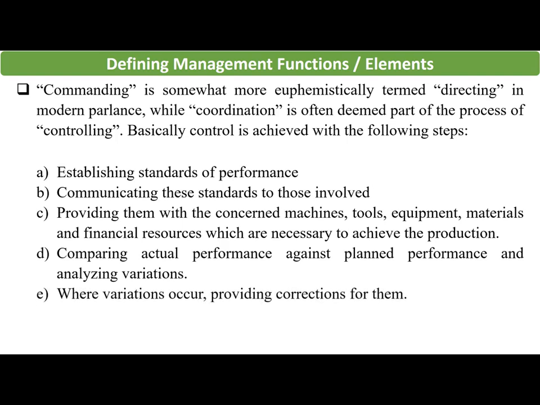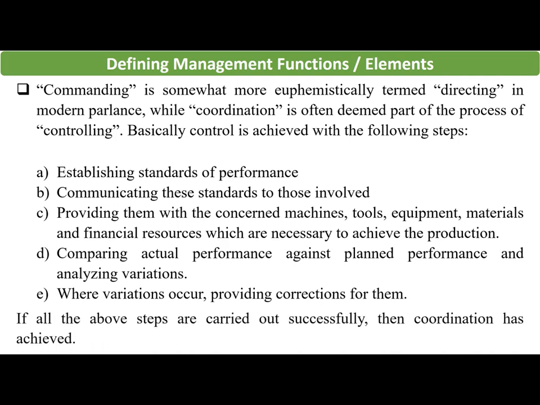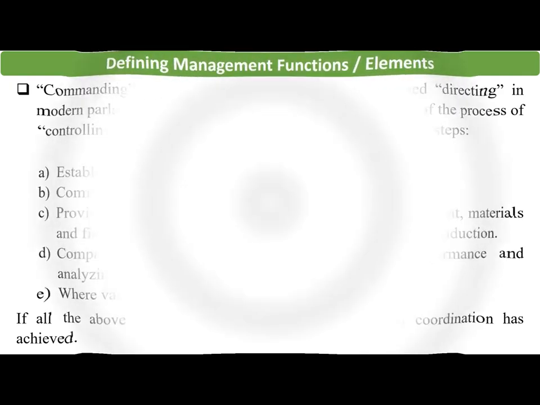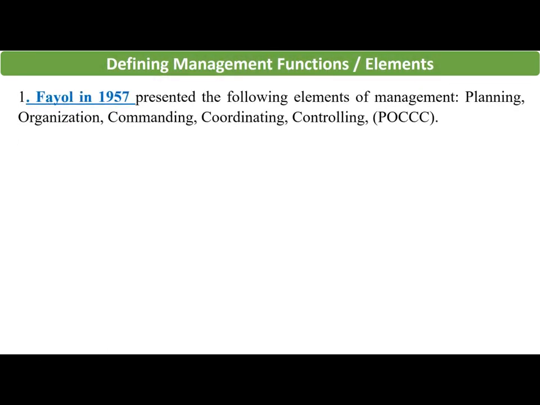So where variations occur, provide corrections for them. If all of the above steps are carried out successfully, then coordination has been achieved. So Fayol in 1957 presented the following elements of management.